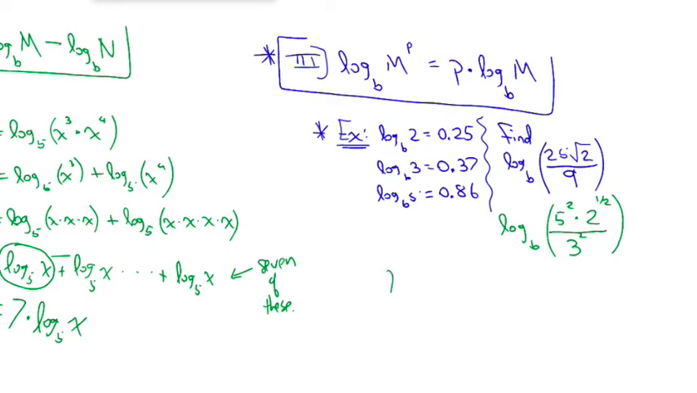So when I expand this, it's going to be log base b of the first factor, which is 5 squared, plus log base b of the second factor, 2 to the 1/2 power. And then the 3 is in the bottom, so this is going to become subtract log base b of 3 squared. So that's the first step, breaking the numerator and denominator apart.